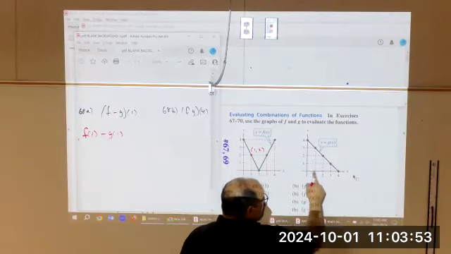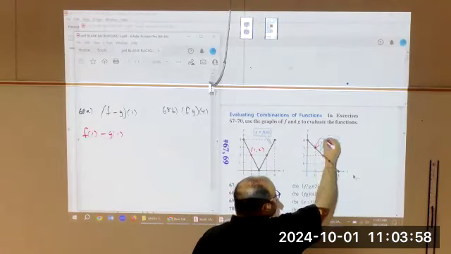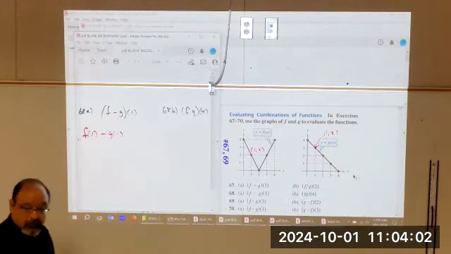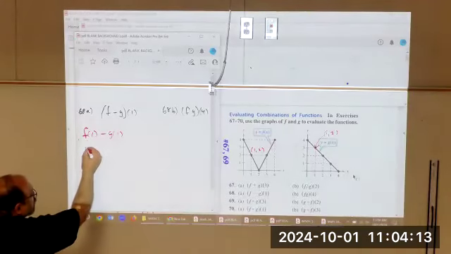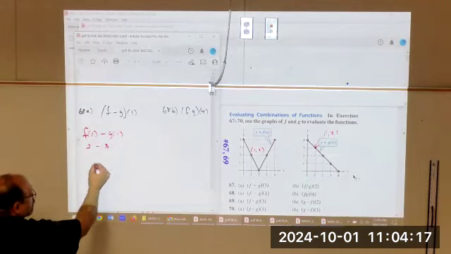G of 1, when 1 goes in, the ordered pair for 1 right there is 1, 3. So it's right in the picture. Everything you need are the ordered pairs. So F of 1 is 2 minus G of 1 is 3. 2 minus 3 is -1.